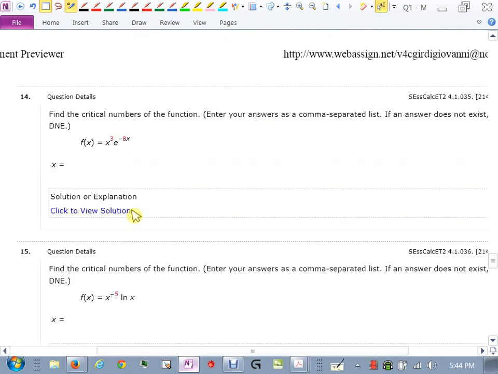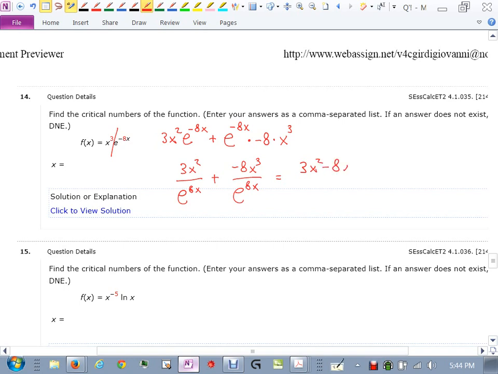All right, let's find the critical numbers here. So I'm going to take the derivative using the product rule. 3x squared times e to the negative 8x, plus the derivative of e to the negative 8x, which is e to the negative 8x times the derivative of what was up there, negative 8, times the first function, x cubed. So I'm going to rewrite this as 3x squared over e to the 8x plus negative 8x cubed over e to the 8x. These have the same denominator, so I'll put them together: 3x squared minus 8x cubed, over e to the 8x.